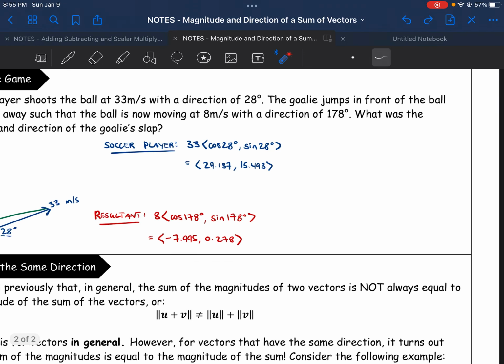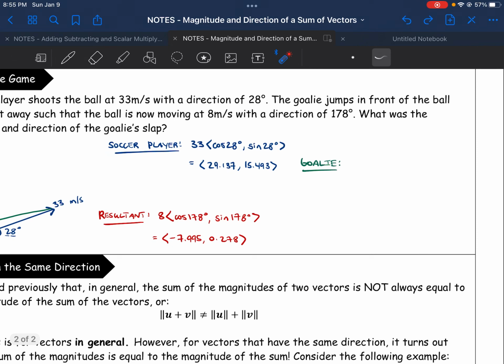So now we need to figure out, well, how are we going to find the goalie's vector? Well, we know that the resultant vector can come about through subtraction. We know that the soccer player plus whatever the goalie's numbers had to be for the horizontal and vertical components had to equal the resultant vector. So we can do subtraction instead. The resultant vector minus the soccer player's shot vector is going to have to give us the goalie's numbers.